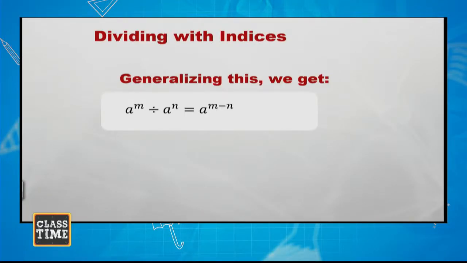So now, when generalizing dividing with indices, what happens? We would have shared this earlier. Any base A raised to the power m, divided by the same base raised to another power n, it could be the same power, is equivalent to A raised to m minus n. We're subtracting both powers.